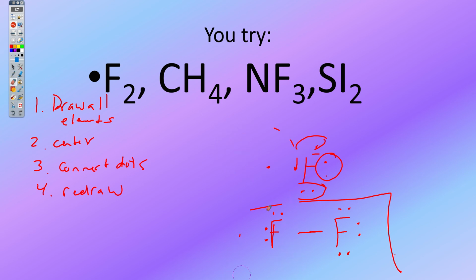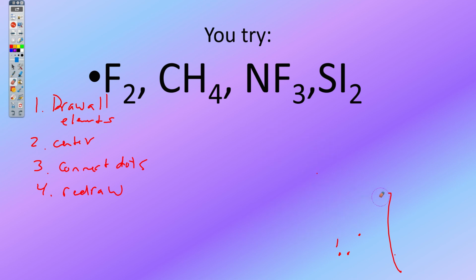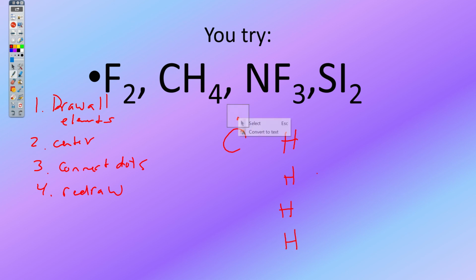Let's try the next one, CH4. Again, first step is to draw the elements. You should try that. Pause the video, try this, and then see if you get it right. I'm going to draw my elements, C, and then I've got 1, 2, 3, 4 hydrogens. Carbon has 4 valence electrons, 1, 2, 3, 4. Hydrogen has 1, so 1, 1, 1, and 1. The one with the most unpaired is carbon, so this one's going to be our center.